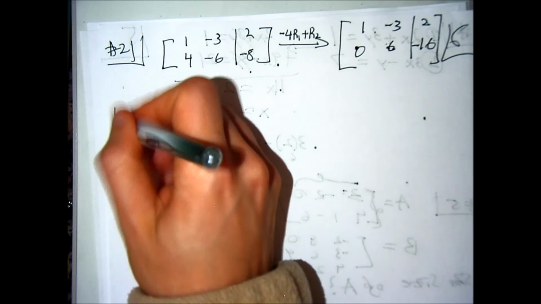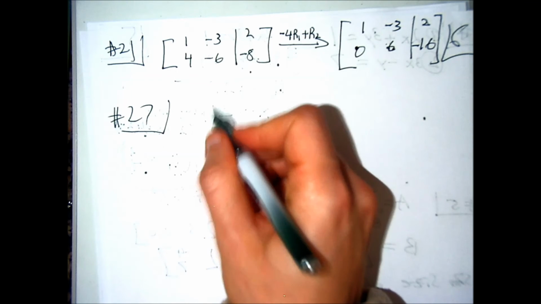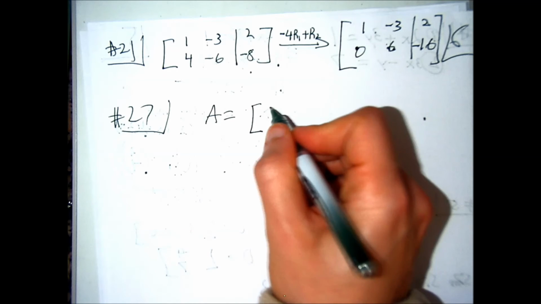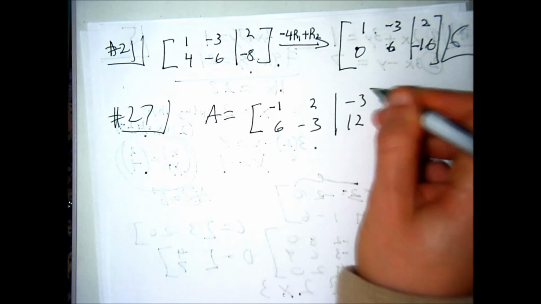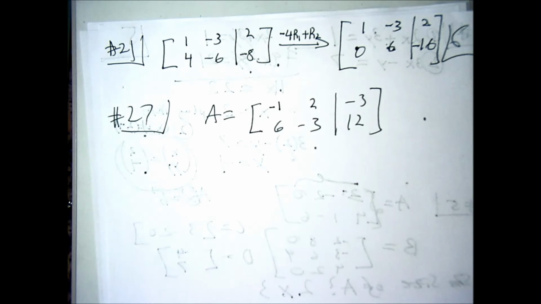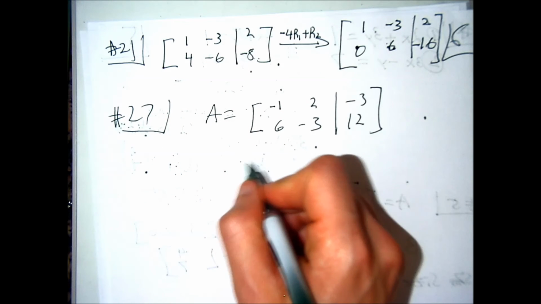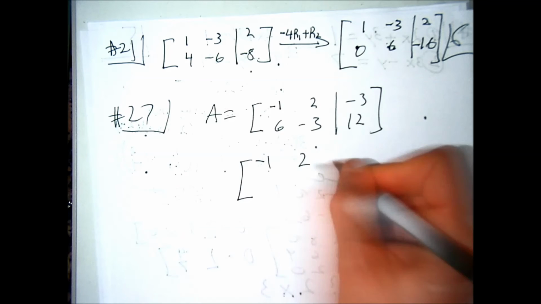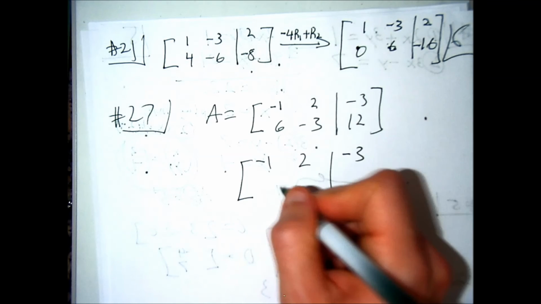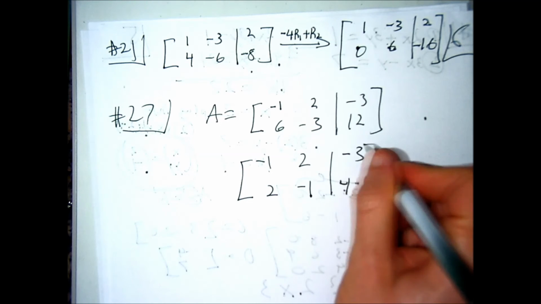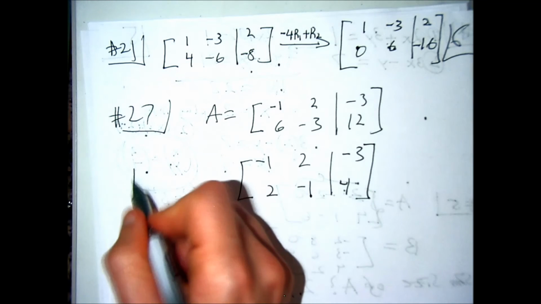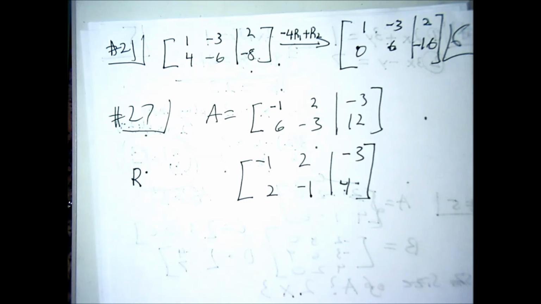Number 27. They give us the augmented matrix A, negative 1, 2, 6, negative 3, negative 3, and 12. And they want you to identify the row operations. So what's happened here with number 27 is they've changed it to look like this: negative 1, 2, negative 3, and now this becomes 2, negative 1, 4. So which row operation did we do? Well, we did row operation number, I think it's 2.